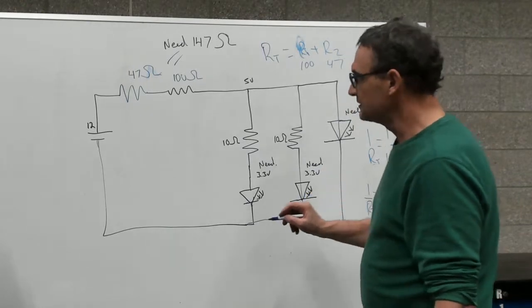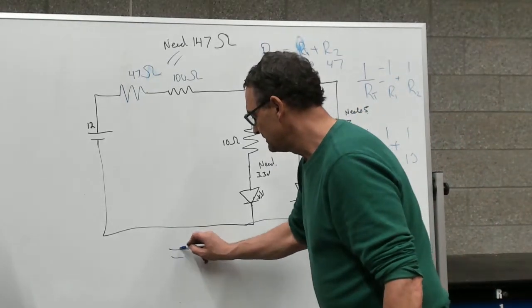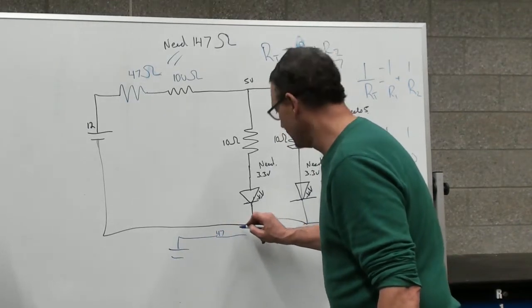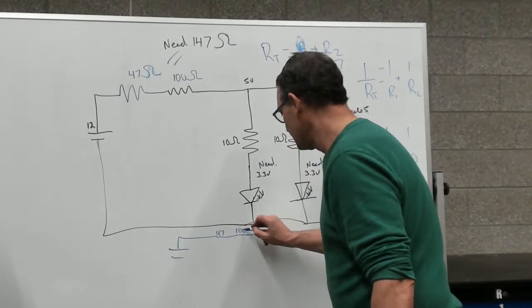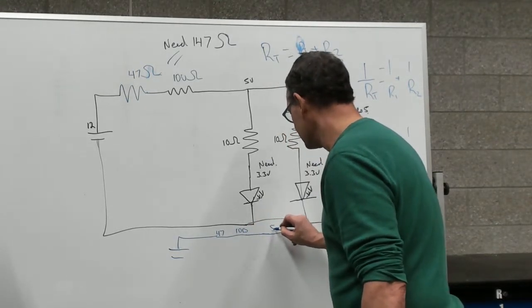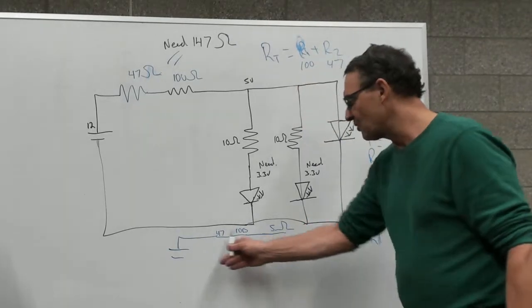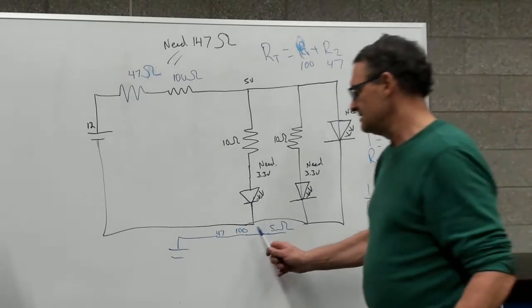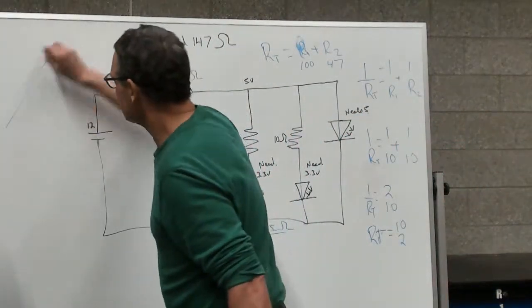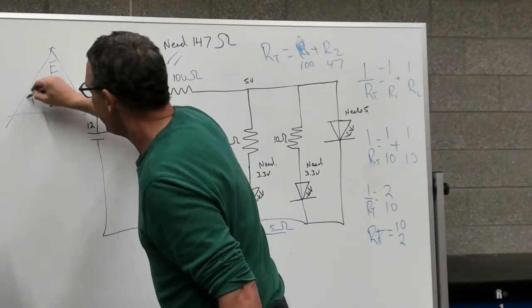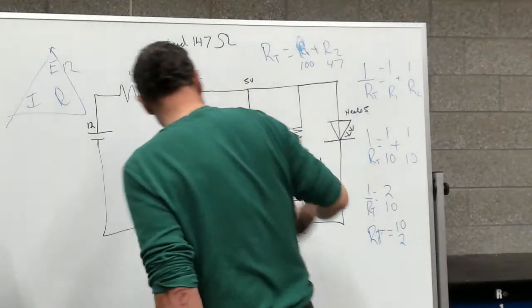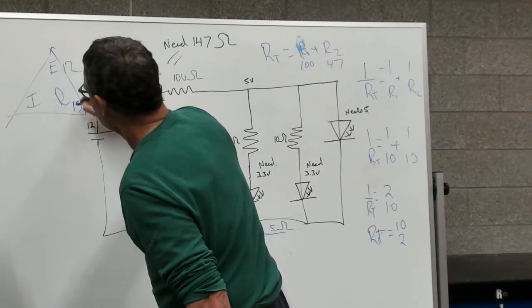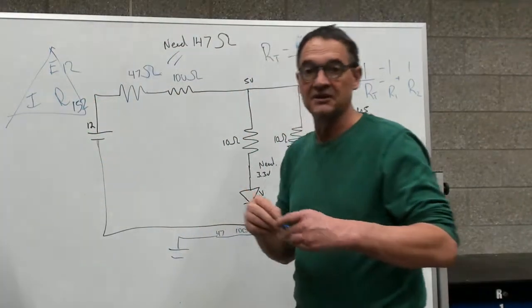So if we drew it, we would have a 47 ohm resistor, we would have a 100 ohm resistor, and then the parallel part of it worked out to 5 ohms. So now we know the total amount of ohms, which is 152 ohms in our circuit. We can divide that into 12 using the Ohm's law triangle. Once again, E, I, R. We've got 12 volts, and we've got 152 ohms of resistance. And we can figure out the average current that needs to flow in this circuit.